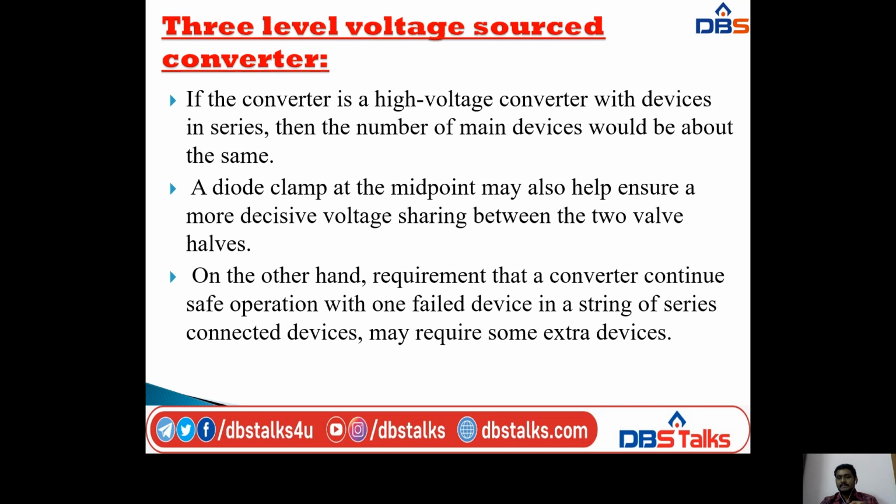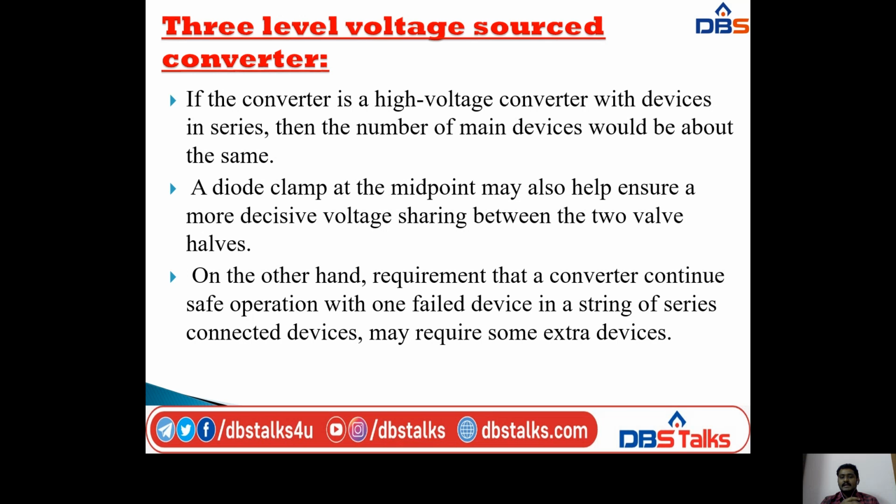A diode clamp at the midpoint may also help ensure a more decisive voltage sharing between the two valve halves. So here we are dividing the two converters into four valves. Here we are using the clamping diodes D1 and D4, and these diodes are connected to midpoint N. These help to ensure a more decisive voltage sharing between the two valve halves.